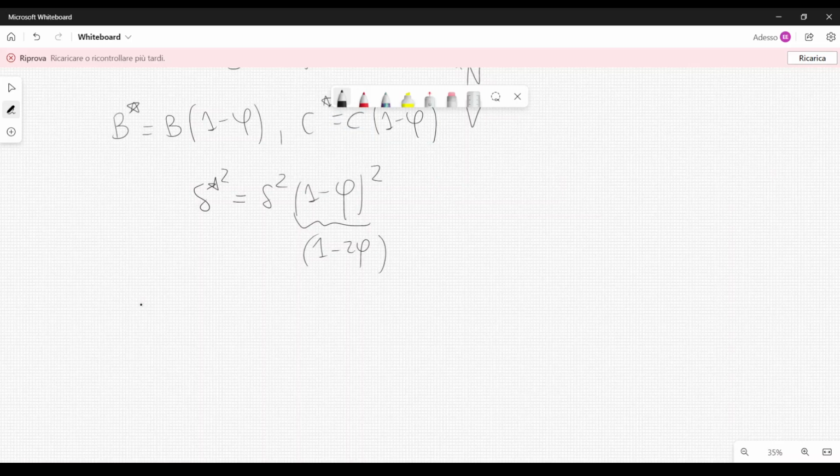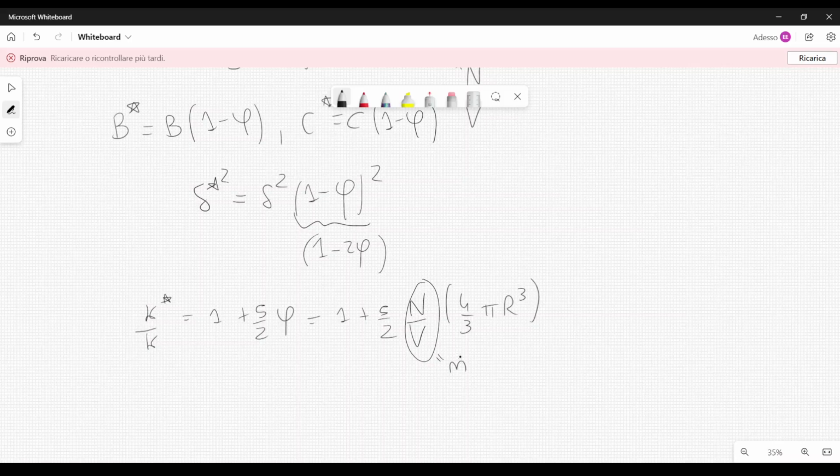In particular, we have found that k star over k is approximately 1 plus 5 over 2 phi, and this is equal to 1 plus 5 over 2, and then we have capital N over v, times 4 over 3 pi r cubed, the formula. So this is the radius of the sphere, this is the number of spheres, and this is the total volume, where this was indicated as n. This was denoted as n, lowercase n.